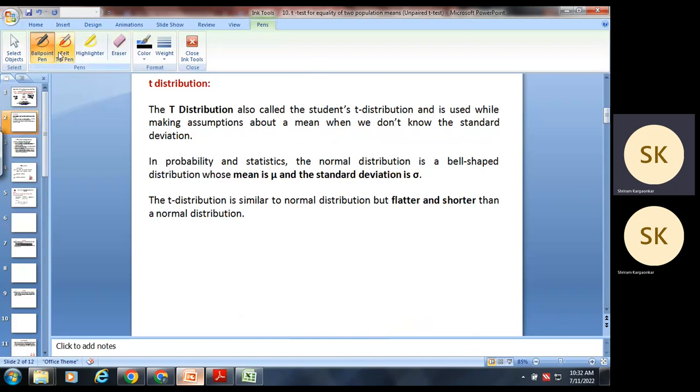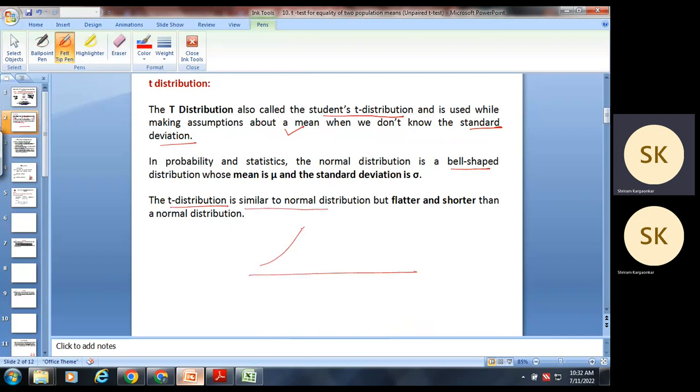The t distribution is also called the student's t distribution. It makes the assumption that it has a mean, and we don't know the standard deviation. So the standard deviation is unknown while the mean is known. In probability statistics, the normal distribution is bell-shaped, symmetric, and has mean mu and standard deviation sigma.